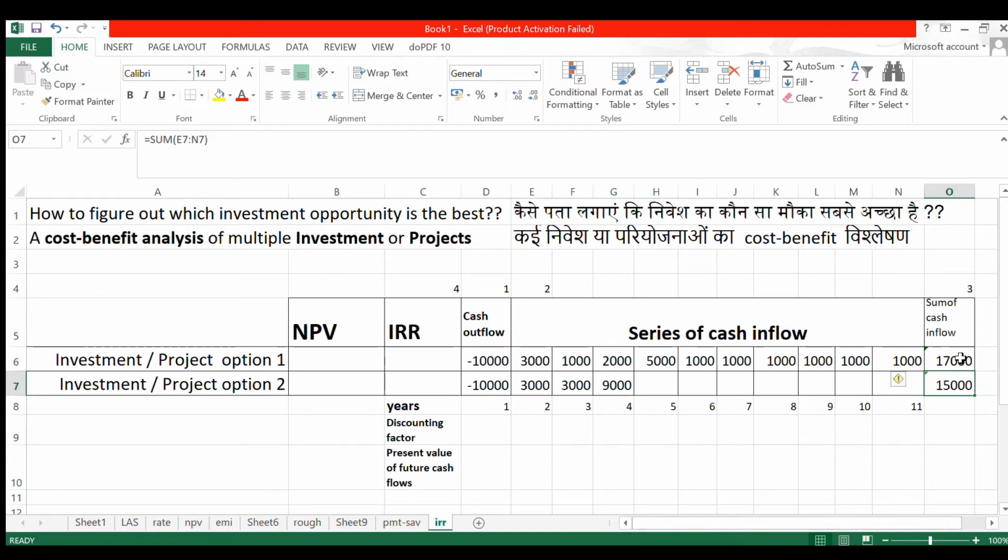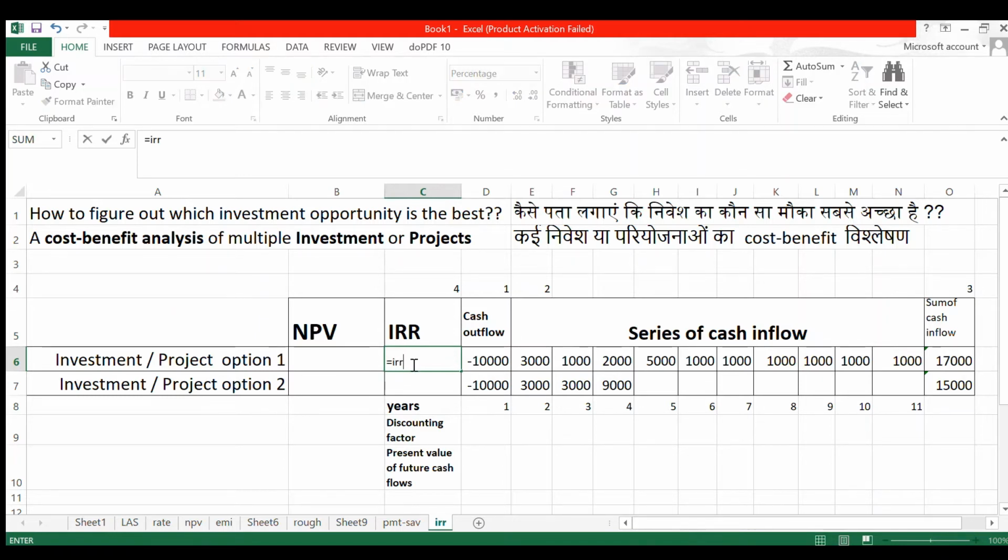Clearly and evidently, 2,000 rupees is more from project option 1. So we are receiving 2,000 rupees in excess of 15,000 rupees in project option 1. So we are confused between project option 1 and 2. Which one is the best option to invest our hard-earned money? Now we can check using the IRR function which one is the most feasible, viable or the profitable investment opportunity.